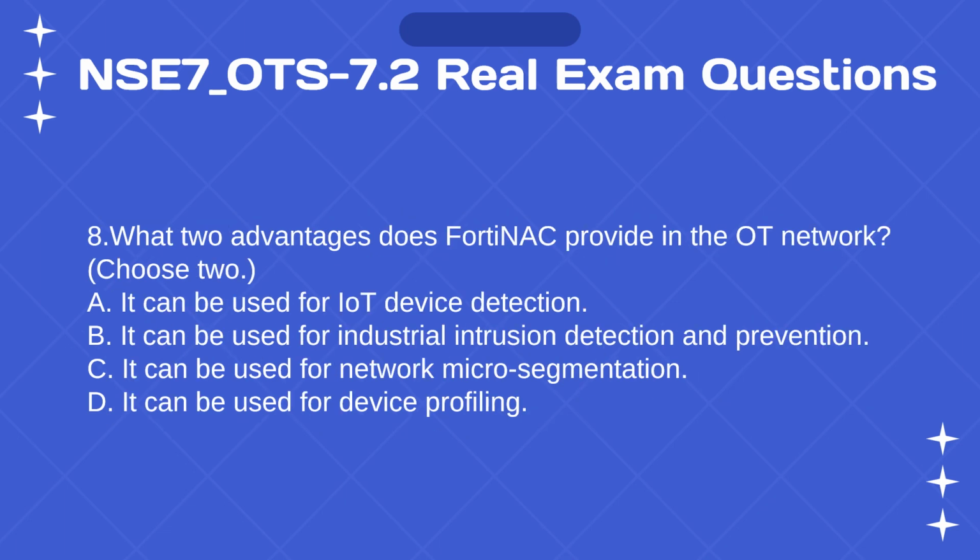8. What 2 advantages does Fortinet provide in the OT network? Choose 2. A. It can be used for IoT device detection. B. It can be used for industrial intrusion detection and prevention. C. It can be used for network microsegmentation. D. It can be used for device profiling.